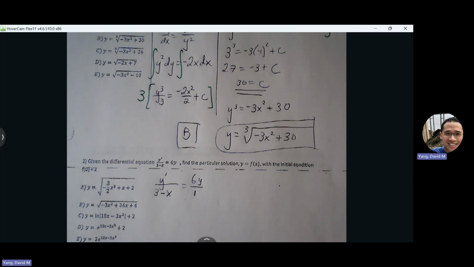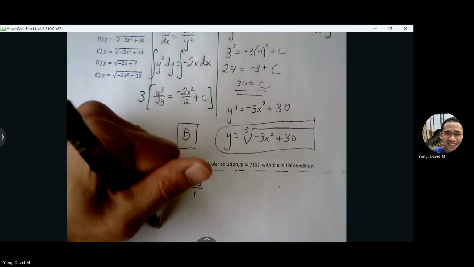For number 2, I'm going to cross multiply first. Otherwise, if I replace y prime with dy dx, I get a complex fraction. I just cross multiply first, then replace y prime with dy dx. Feels a little bit cleaner.